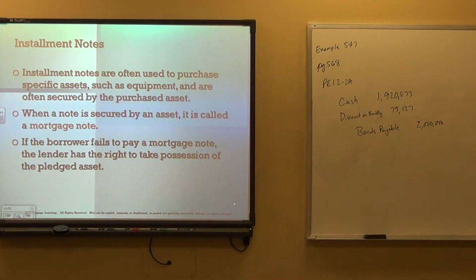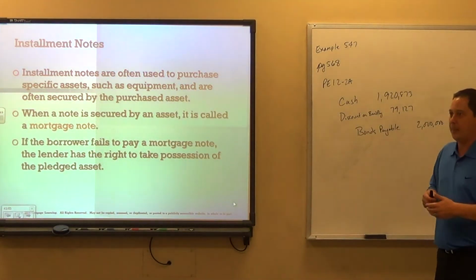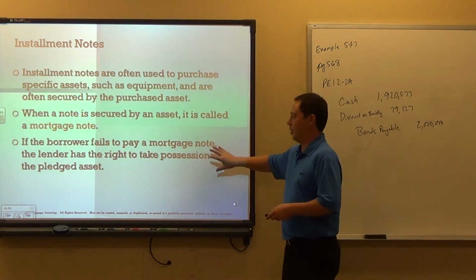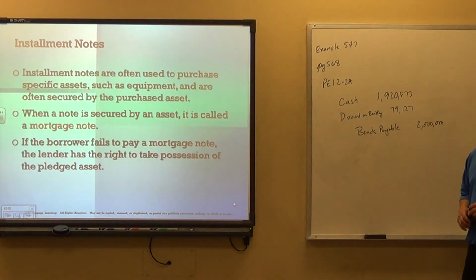If the borrower fails to pay a mortgage note, the lender has the right to take possession of that pledged asset. That's what happened especially in the 2008, 2009 time, when people weren't able to pay those, and a lot of lenders came in and took possession of those assets.